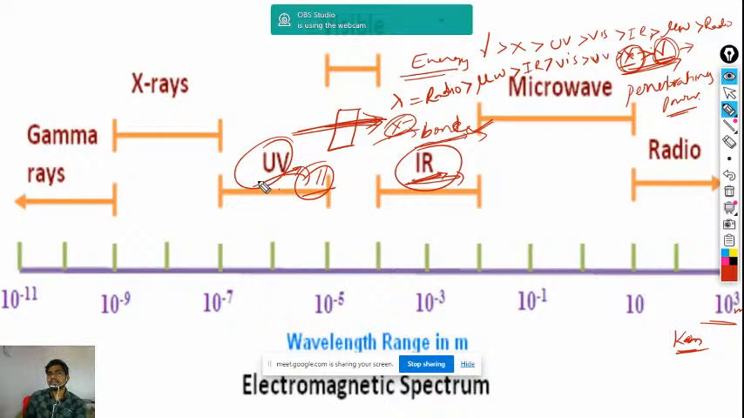So each wavelength of light or electromagnetic radiation can interact with atoms or molecules in different ways. So you need to keep hold of their energy as well as the wavelength.